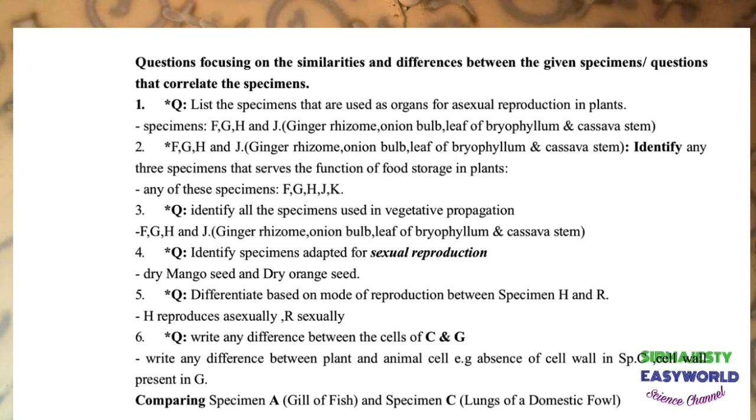We said it all. Identify specimens adapted for sexual reproduction. That should be the seeds of mango and that of orange. So you can also learn about the germination, of course. Differentiate based on mode of reproduction between specimen H and R. H reproduces asexually, R reproduces sexually, of course. That is the bryophyllum and then the seed.